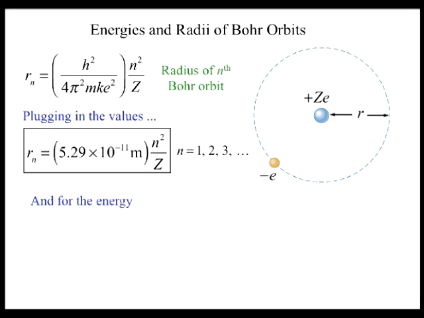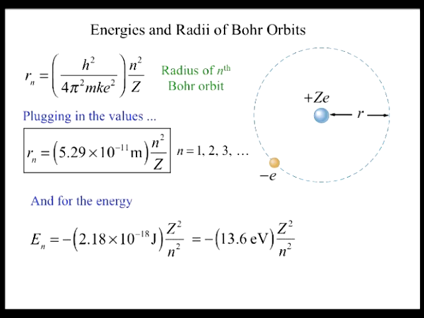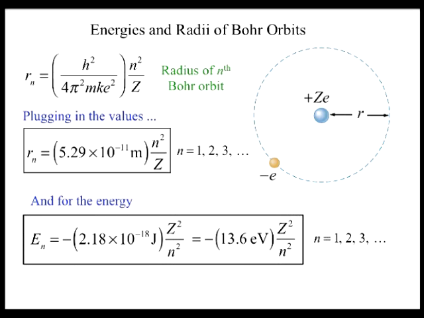Plugging this into our previous expression for the energy, we obtain E_n equals negative 2.18 times 10 to the minus 18 joules times Z squared divided by n squared, or this is also equal to negative 13.6 electron volts times Z squared divided by n squared.